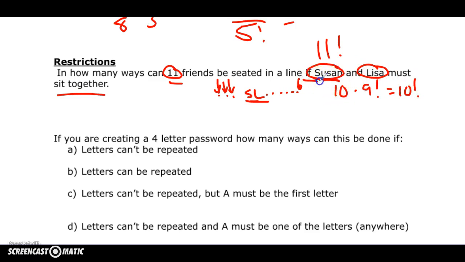Another way to look at it is to say, Susan and Lisa now are this new entity called Susan-Lisa, or Suli, or something like that. So they can be lined up in 10 factorial ways. But the issue with that is that's if Susan goes first and Lisa goes second. So the one thing you're going to have to do is add to that another 10 factorial different ways where Lisa's first, LS. Cool question, eh?